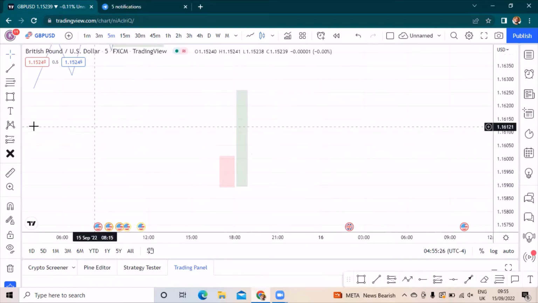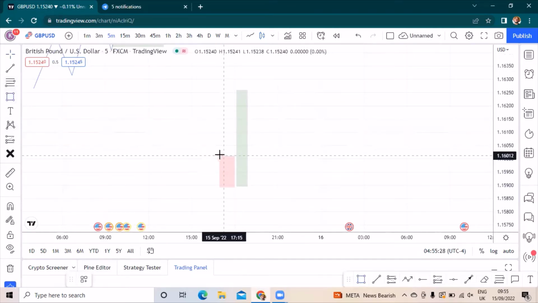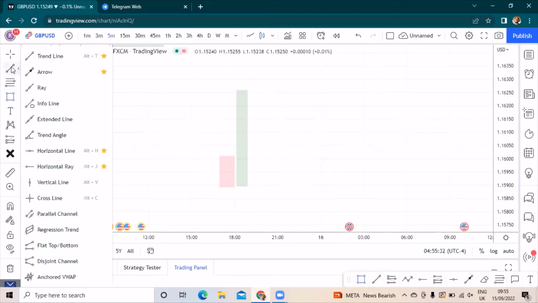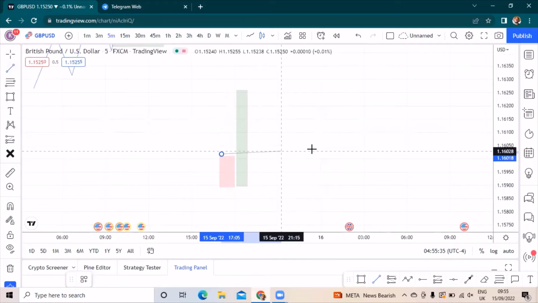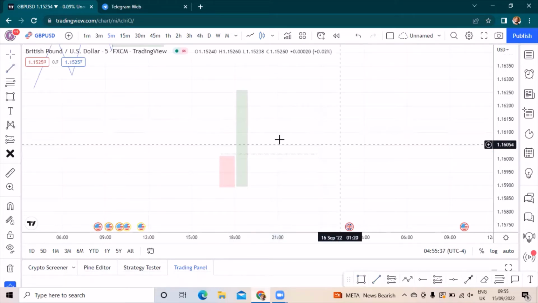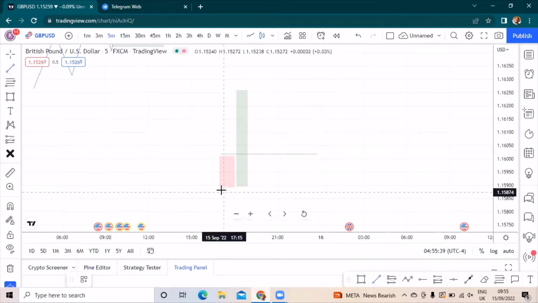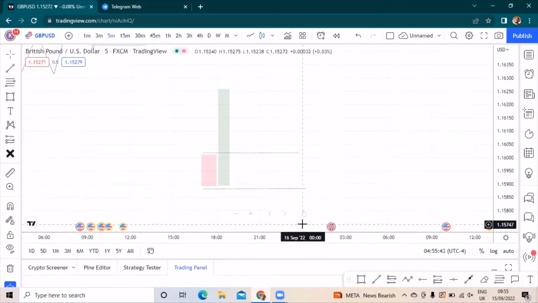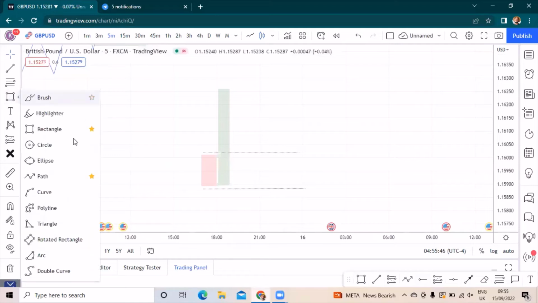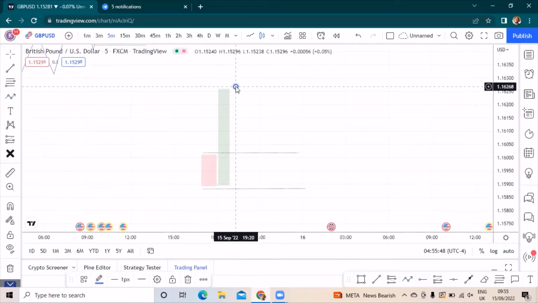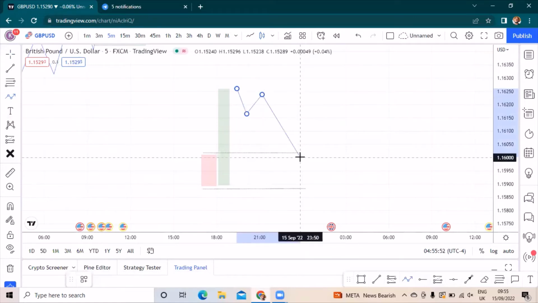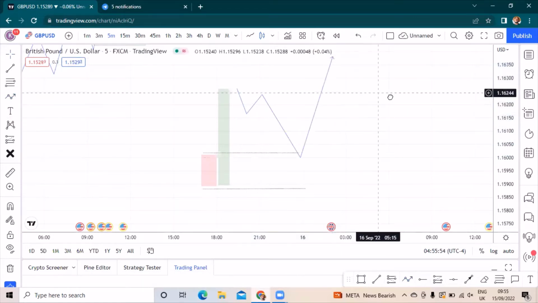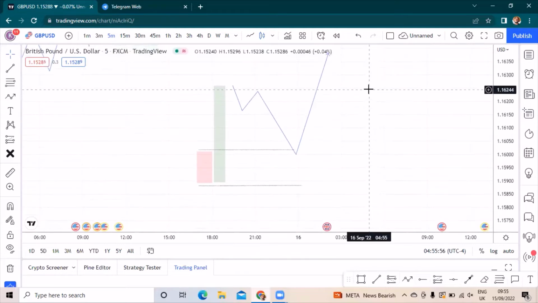You're going to mark out this area because they believe price often comes back to this area to retest it before going up. So it's more like price trying to do stuff like this and then go back up. So that's the idea of this.